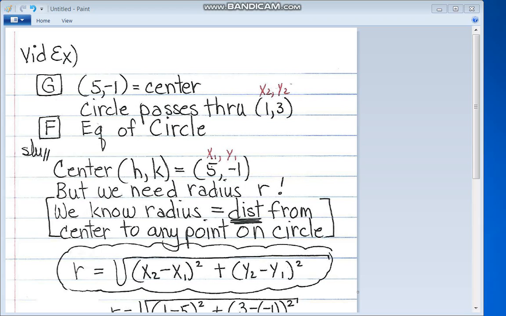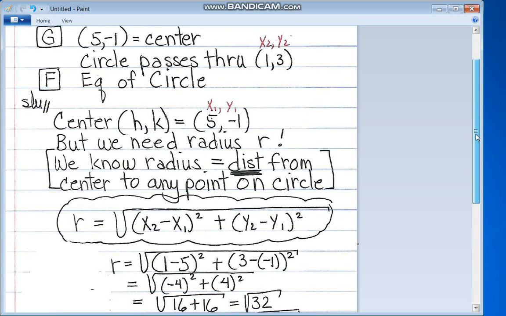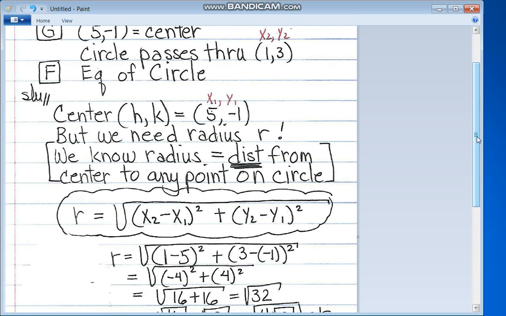What we're going to do is recognize that we have the center (h, k) equals (5, -1), so we already know that location. But what we don't know is the radius. We can use the distance formula to figure out the radius. So we're going to consider the distance between two points, and that would be the distance from the center of the circle out to any point on that circle.